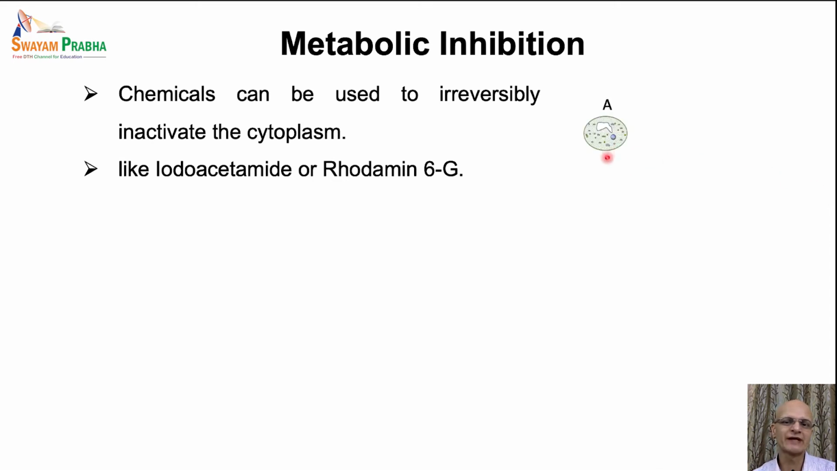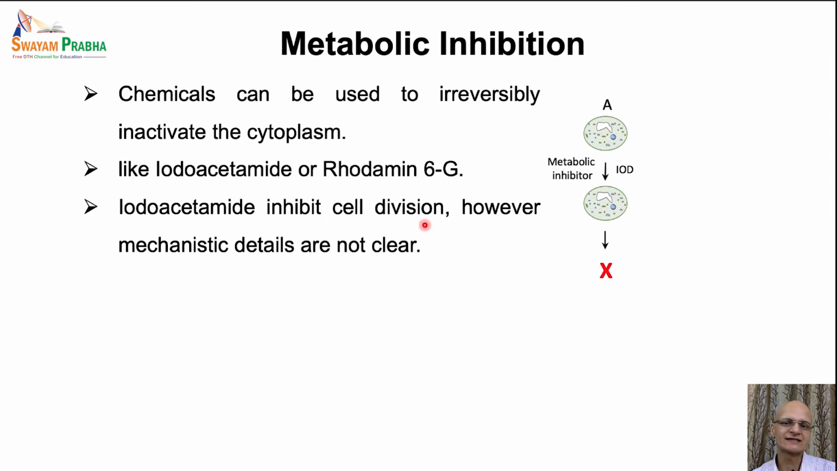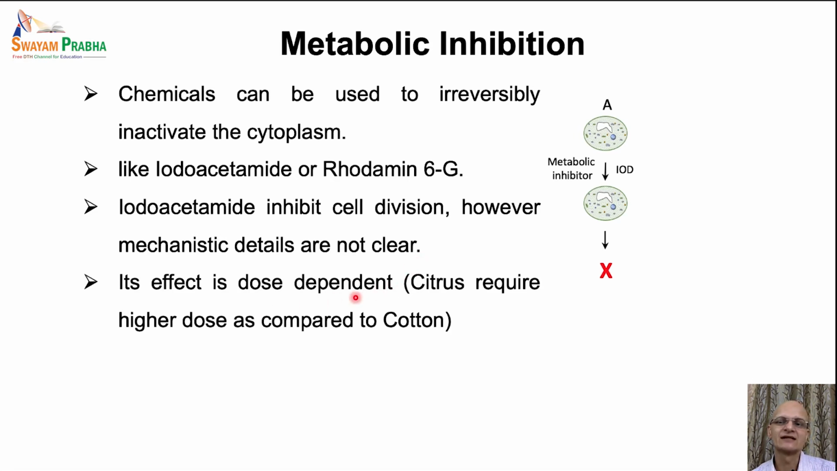So here is a protoplast. When it is treated with the metabolic inhibitor iodoacetamide, in this case, these protoplasts are not able to divide further. Iodoacetamide inhibits the cell division, though the mechanistic details are not very clear. Its effect is dose dependent. That means the concentration required to inhibit the cell division may vary among different plant species. Like for the cotton, a lower concentration of iodoacetamide, about 0.5 millimolar, can inhibit the cell division. However, in order to stop the proliferation of the citrus cells, at least six-fold higher concentration of iodoacetamide would be required.